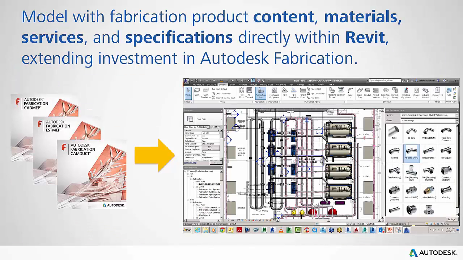So what you're going to see when you open up the 2016 version of Revit is the fabrication part library. You can fire this up and it's going to come with the UK and the US fabrication database, but you can still load up your own database for your particular country. All of these tools from CAD MEP and estimation and CAMDuct are going to start featuring inside of Revit 2016 and onwards.